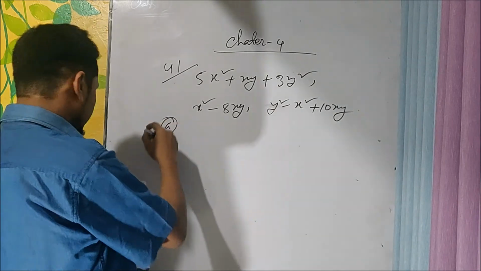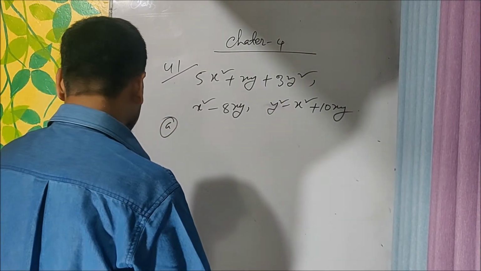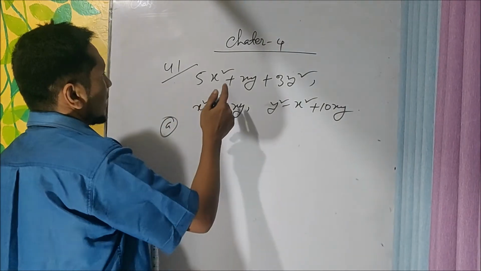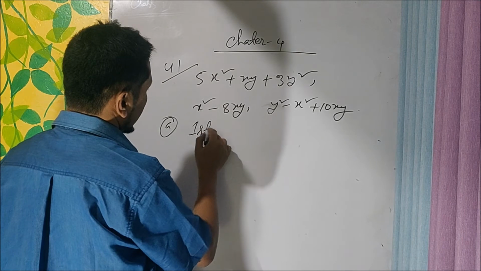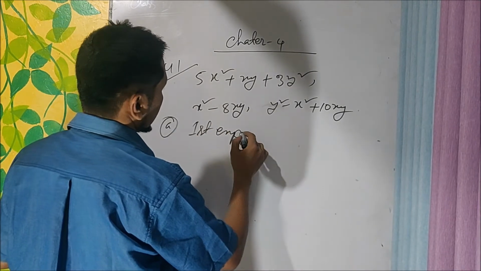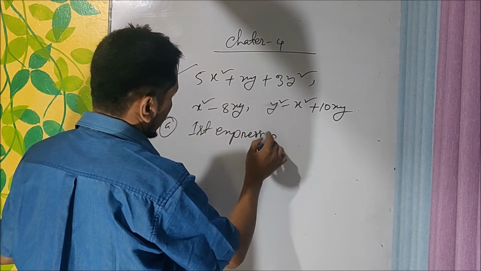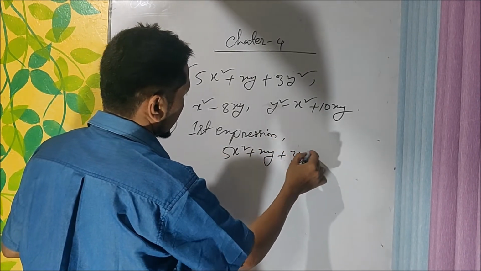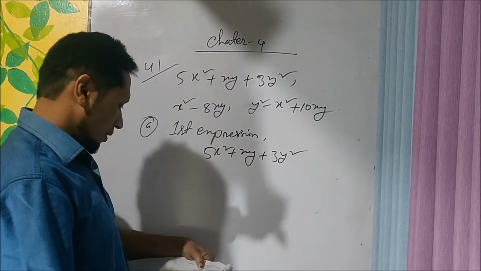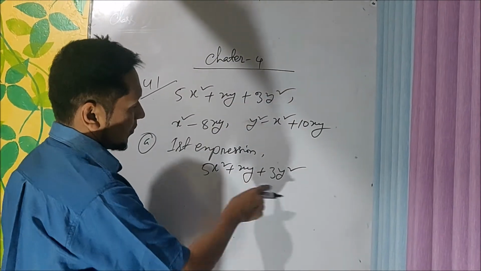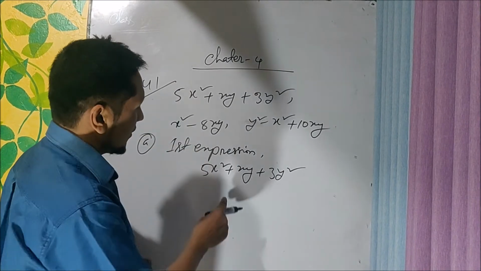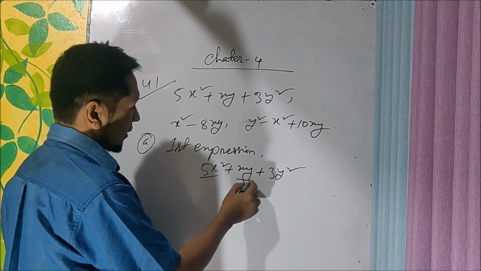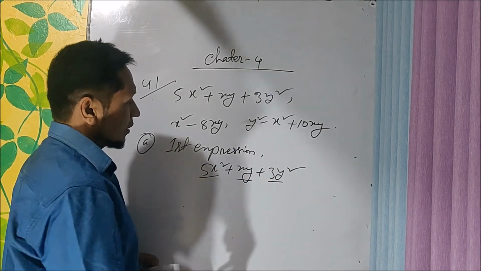Then part A is, how many terms are there in the first expression and what are they? The first expression is 5x square plus xy plus 3y square. The question says how many terms are there? Terms are separated by plus and minus signs, and here 2 plus signs are used. So this is the first term, this is the second term, and this is the third term. So there are 3 terms only.